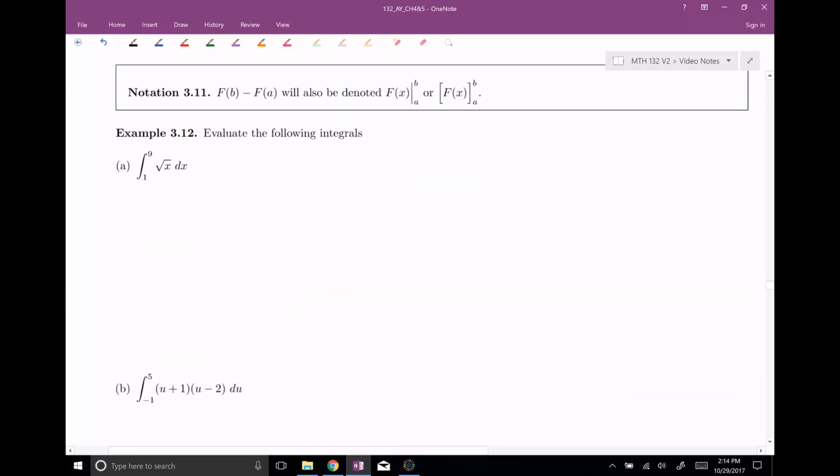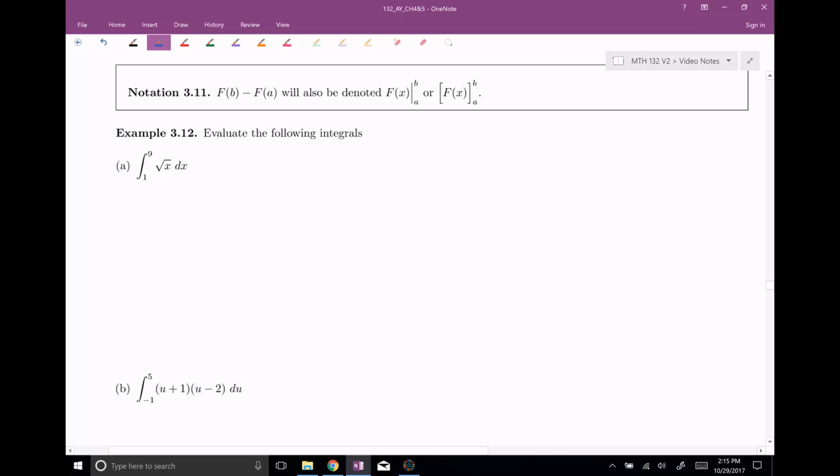So I want to evaluate the following integrals. And really quick, there's some nice notation here. This F of b minus F of a, where we're talking about an antiderivative, can also be denoted by this capital F of x evaluated from a to b. Or likewise, you can use big brackets here from a to b. So this subscript and superscript is another way to say I'm going to plug in b, and then I'm going to subtract away plugging in a. So we'll use this notation. This is going to become very convenient. You'll see why in just one second.